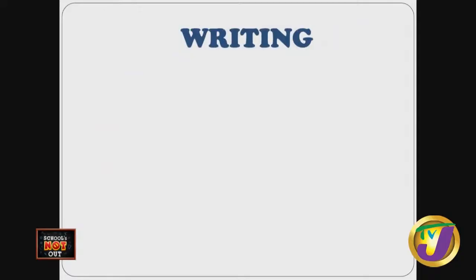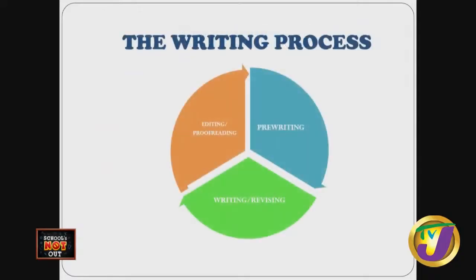So let us delve a little deeper into writing. The writing process is crucial for us to understand and for us to use if we do not want our writing to look like the one that I had in the stimulus, that I use as a stimulus, all right, or the engagement. So there are three core areas of the writing process. The first one is pre-writing. In green, we have writing or revising. And in the third, which is the orange section, editing or proofreading.